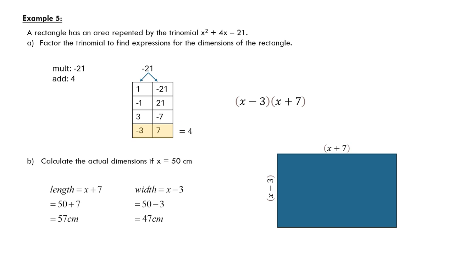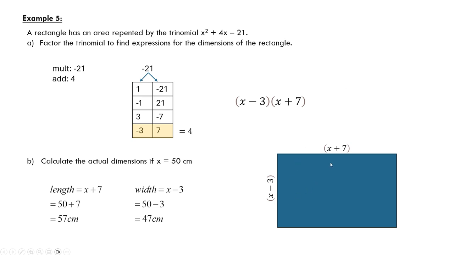So, we're given a little word problem here. A rectangle has an area represented by the trinomial x squared plus 4x minus 21. Now, we're being asked to express area. Area is length times width. So we need to rewrite this expression as something where we can say something times something.